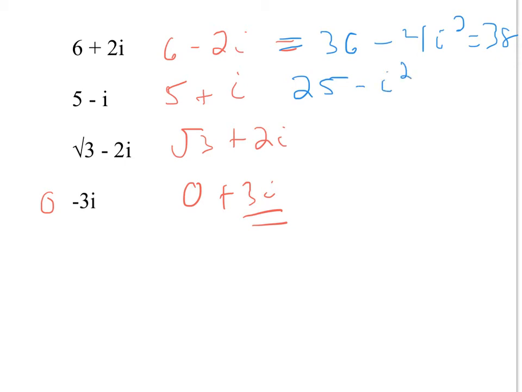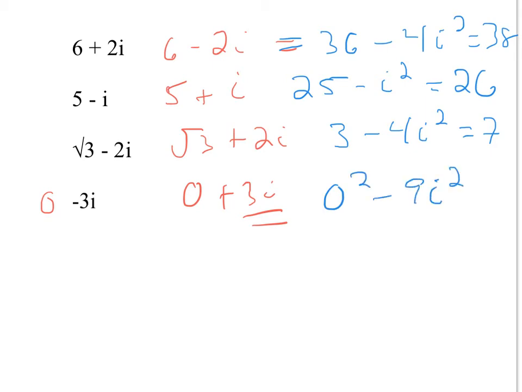5 minus I times 5 plus I is going to be 5 squared, 25, minus I squared, which of course is negative 1. 25 minus negative 1 is 25 plus 1, which is 26. Root 3 minus 2i times root 3 plus 2i is root 3 squared, which is 3, minus 2i squared, which is 4i squared, which now becomes 4 times negative 1, which is negative 4. So 3 minus 4 is 7. 0 plus 3i times 0 minus 3i is 0 squared, minus 9i squared. Well, negative 9i squared is positive 9.